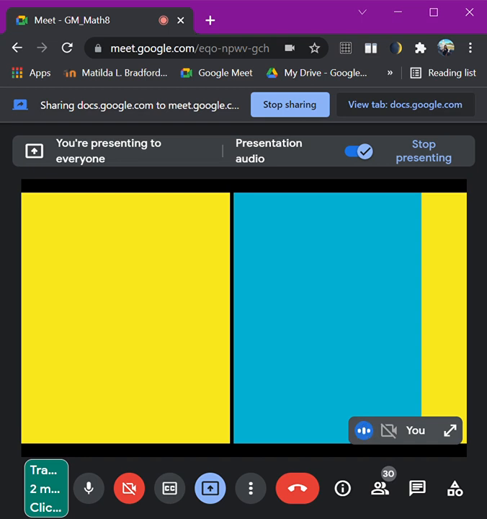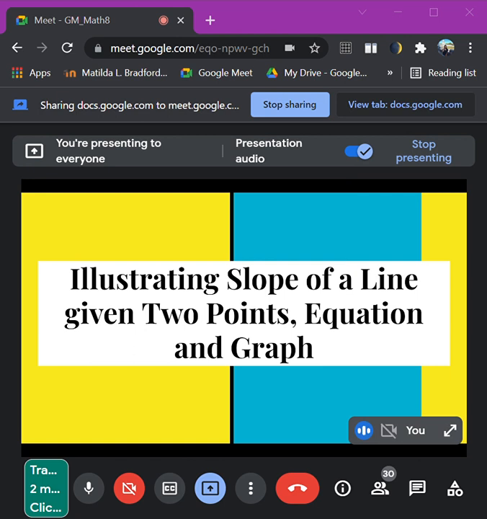So we have here our lesson: illustrating slope of a line given 2 points. And then we're going to illustrate slope of a line given the equation. And the last one is to illustrate slope of a line given a graph.